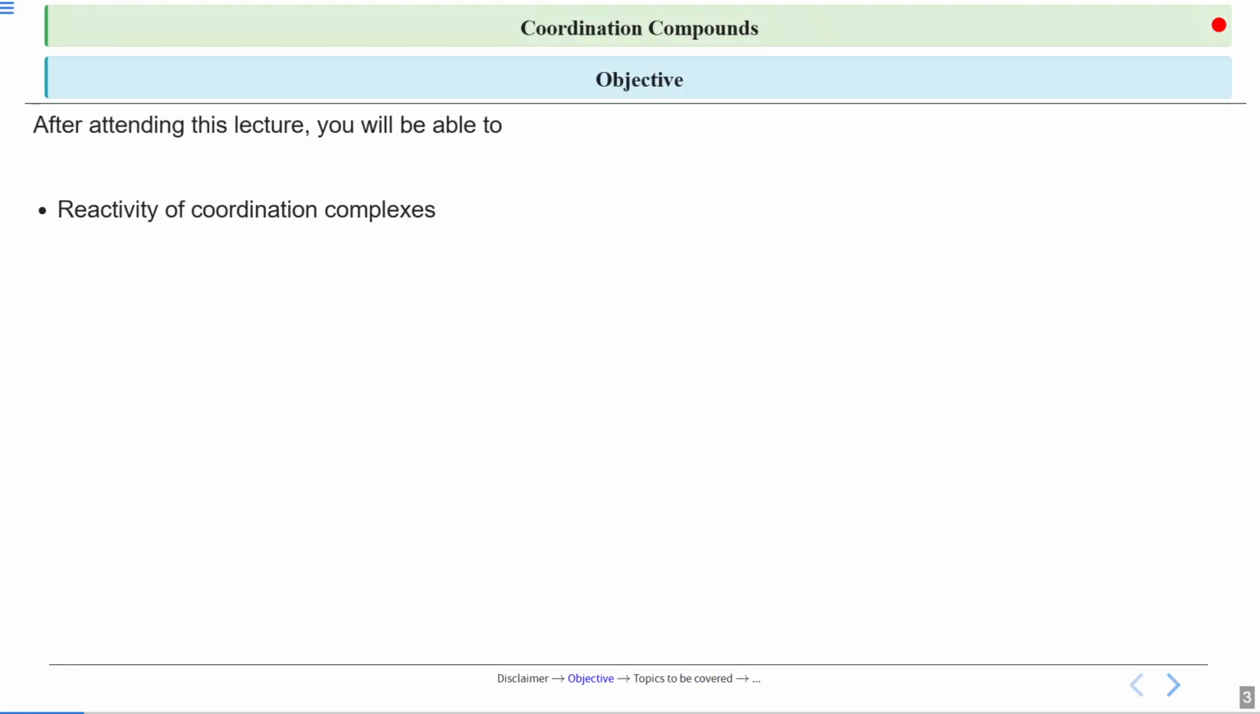The objective of today's lecture: after attending this lecture, you will be able to understand the reactivity of coordination complexes.